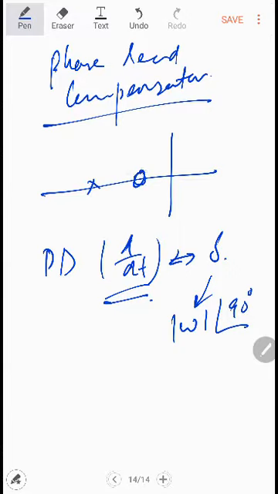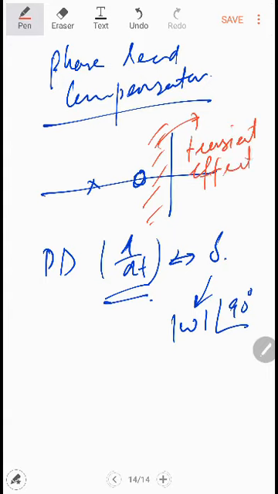Since the zero is toward the imaginary axis, which means that if it is near to the imaginary axis, then near the imaginary axis over here we will deal with the transient effect. So we will use the phase lead compensator to deal with the transient effect of the system.